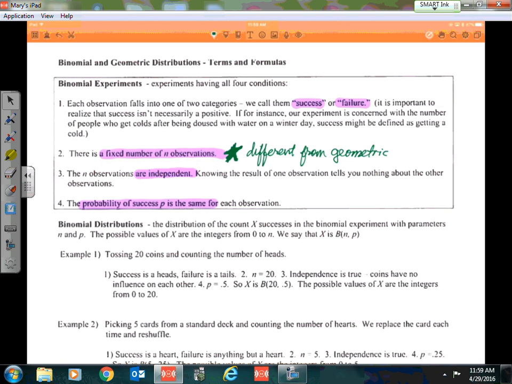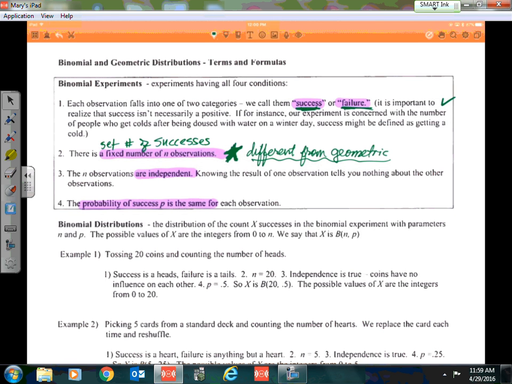First of all, here's what both geometric and binomial have in common. They both have either a success or a failure. You either stop at the green light or you don't stop at the green light. You either are wearing your seatbelt or you are not wearing your seatbelt, so it's a success or a failure. Now, on binomial only, so this is different from geometric, you have a fixed number of observations and a set number of successes that you are looking for.